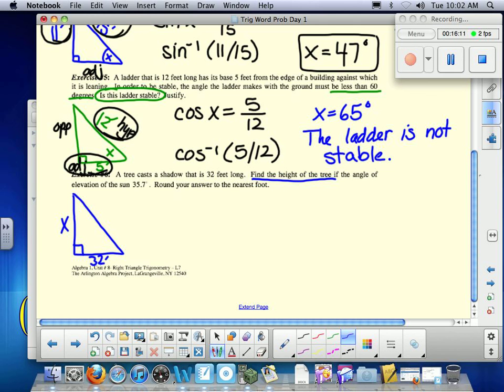On the top. Or on the bottom. No, no, no. One of those answers is correct. Which way does it go? On the bottom. This is our angle of elevation. How do you have 37 from 35.7?